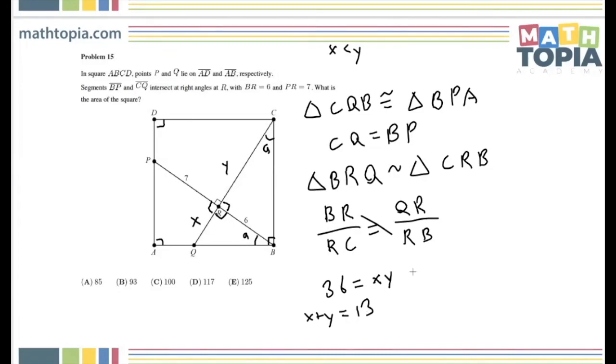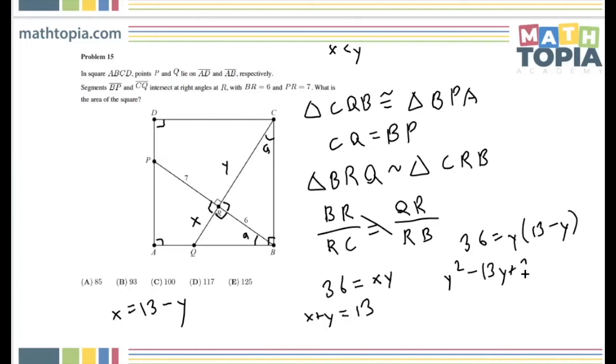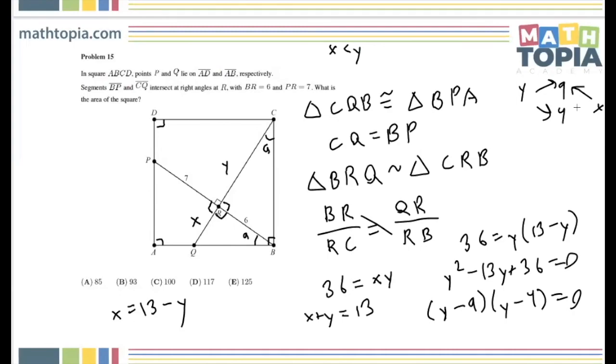And we can create a quadratic and solve this, right? But you can almost definitely see right away what the solution is. But we can just create a quadratic from this by the following. X is 13 minus Y, and then 36 is Y times 13 minus Y. And then we just get Y squared minus 13Y plus 36 is equal to 0. And then if we factor this, we'll get Y minus 9 times Y minus 4 is 0. So Y is 9 or 4, right? And X is also 9 or 4, right? They each take each other's places, right?